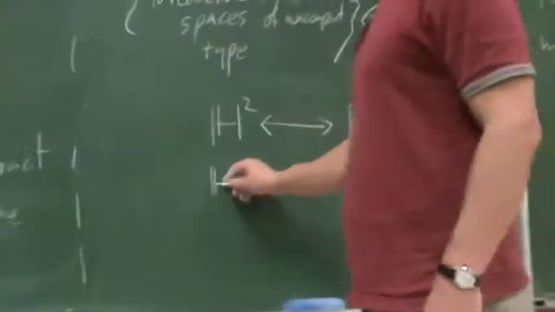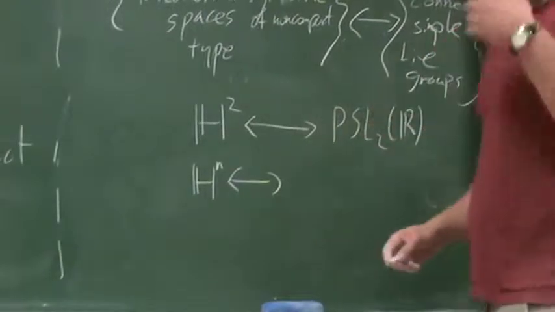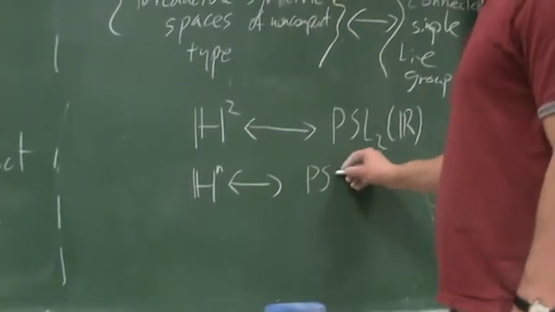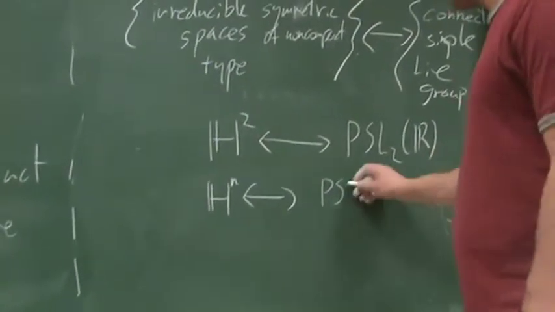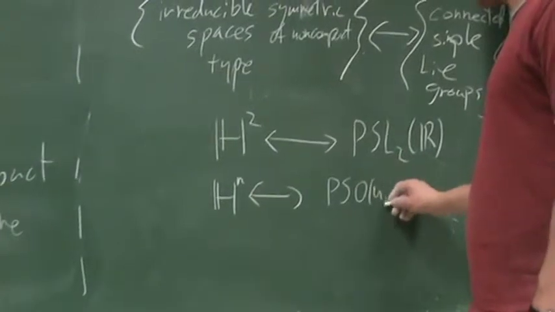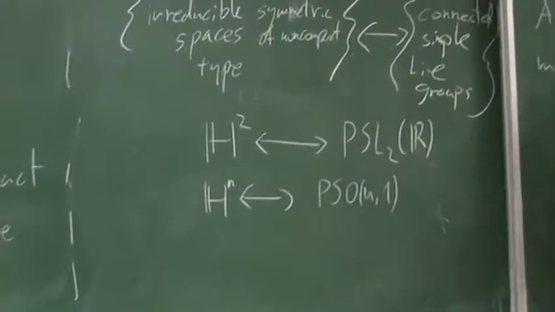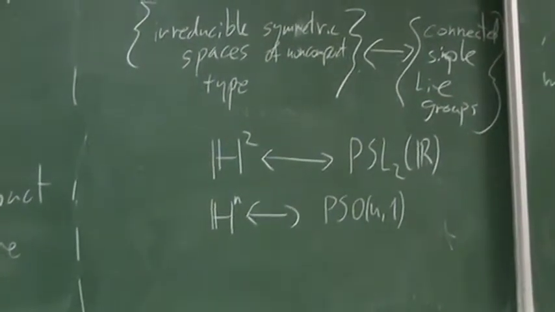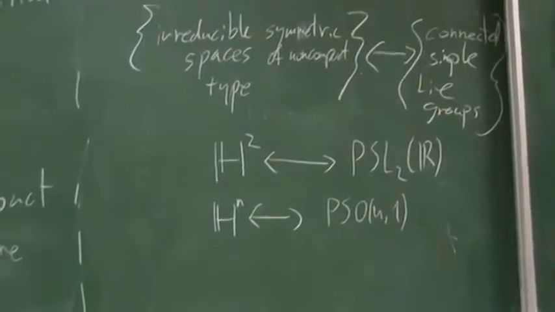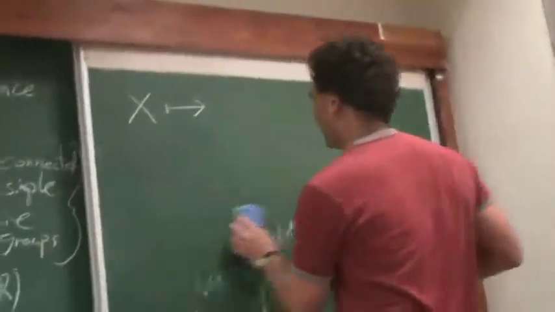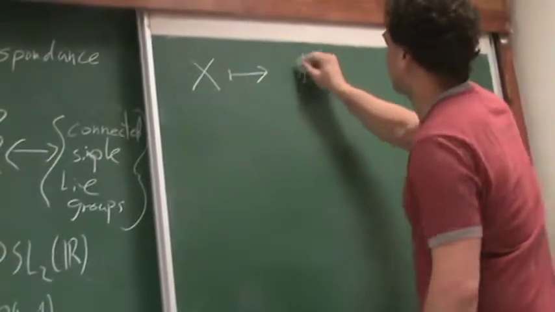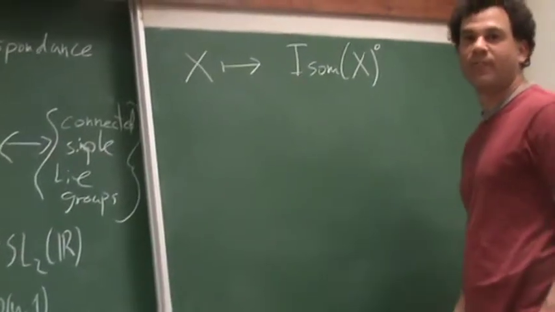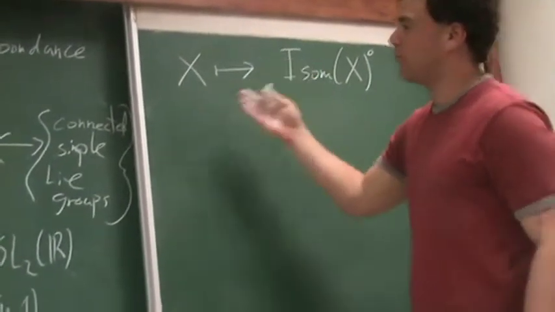And Hn corresponds, for those who took a course in Lie groups, to PSO(n,1), and so on. There is a one-to-one correspondence. If you give me a symmetric space X that is irreducible, the Lie group will be just the isometry group of X. Then take the identity component. This is the correspondence from here to here.